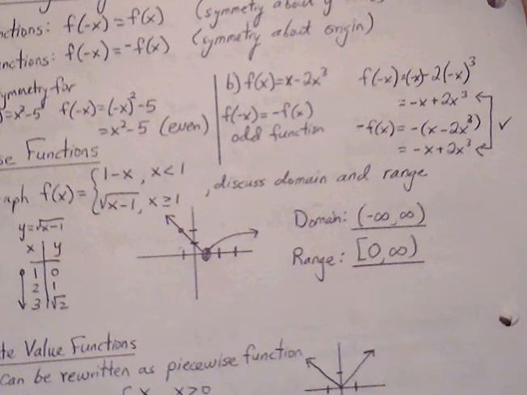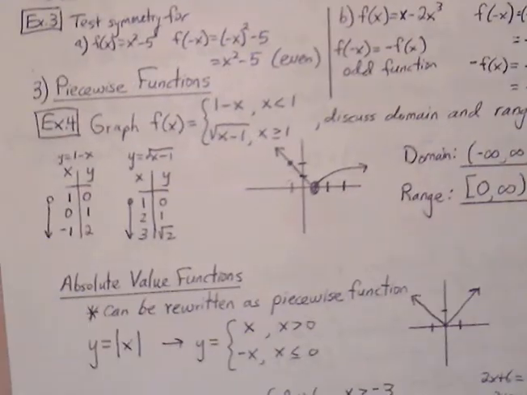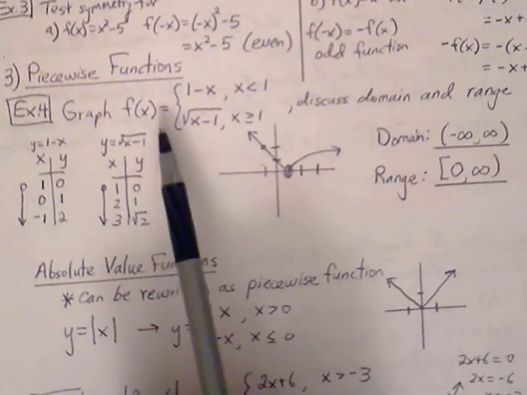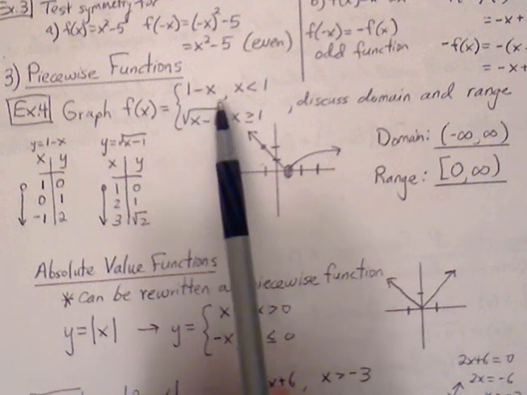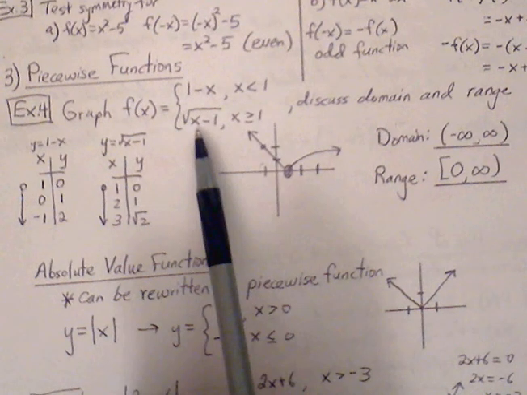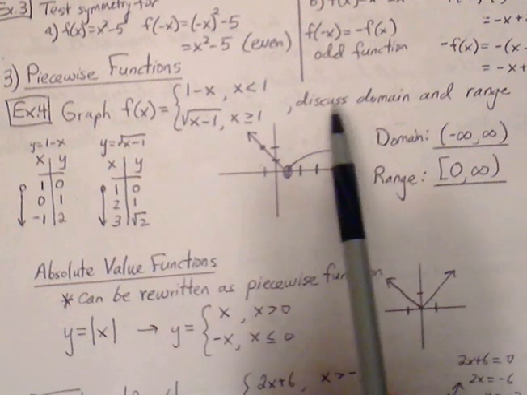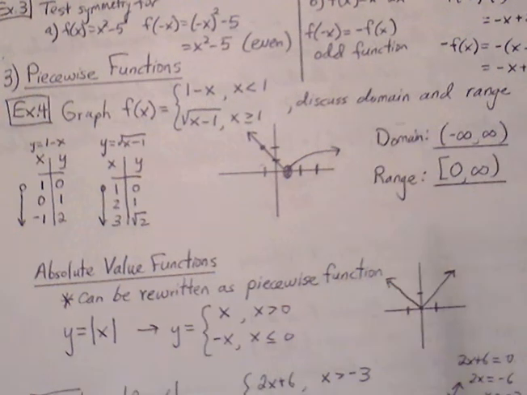Okay, let's talk about piecewise functions. Let's graph our piecewise function: 1 minus x, where x is less than 1, and then root x minus 1, where x is greater than or equal to 1. And we are to discuss the domain and range. But first, let's see if we can graph.